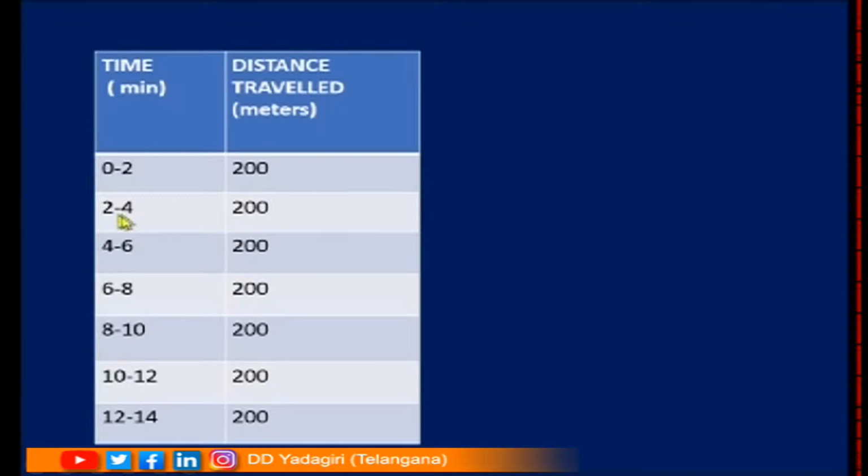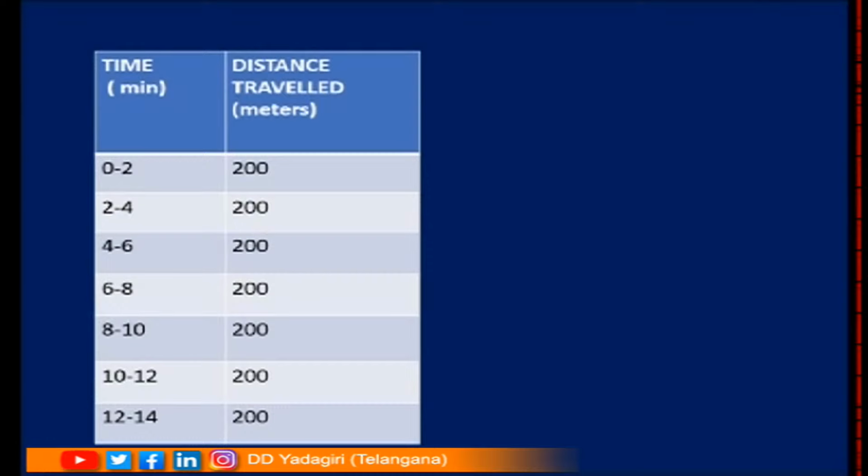In the next 2 minutes, that is after the end of the second minute up to the fourth minute, in this 2-minute time interval she again covered a distance of 200 meters. After the end of the fourth minute up to the sixth minute, she covered again 200 meters. Like this, 6 to 8, 200 meters, again 8th minute to 10th minute 200 meters, 10th minute to 12th minute again 200 meters, and finally 12th minute to 14th minute 200 meters again. Every 2 minutes she covered a distance of 200 meters.